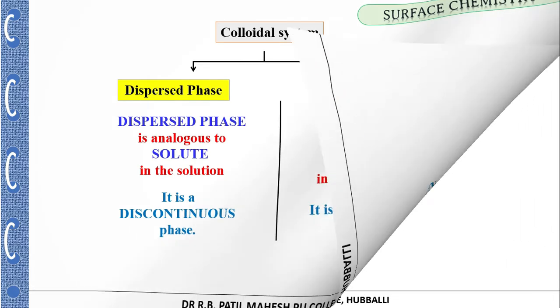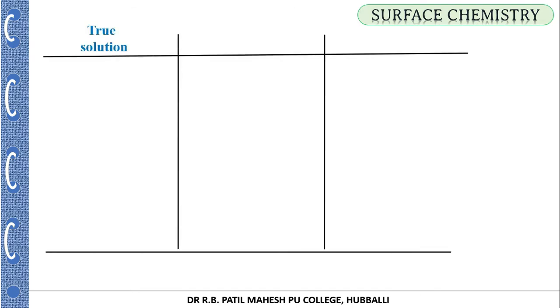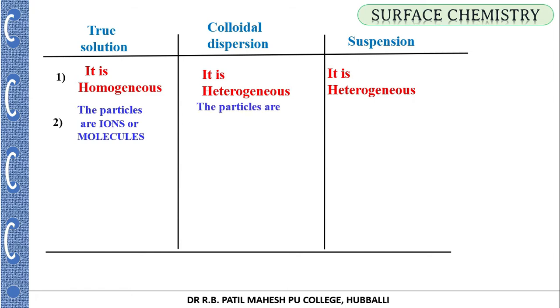Now let us compare true solutions, colloidal dispersion and suspension. True solution, as we know already, is homogeneous, whereas the colloidal dispersion is heterogeneous, and suspension is also heterogeneous. In the case of true solutions, particles are most of the time ions or molecules, whereas in the case of colloidal systems, particles are macromolecules or aggregations of molecules or even atoms.